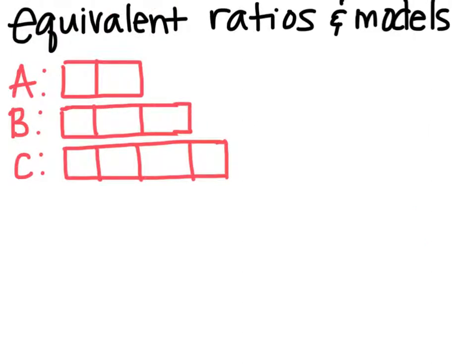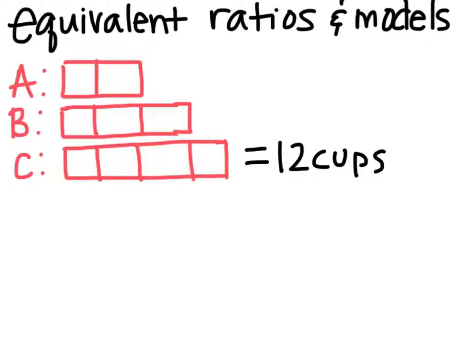Now let's explore using equivalent ratios or models to solve word problems. Rebecca filled 3 containers, A, B, and C, completely with orange juice. The containers' capacities were in the ratio of 2 to 3 to 4, as you can see from the bar model I've drawn here. The capacity of the largest container was 12 cups. Find the capacity of the smallest container.